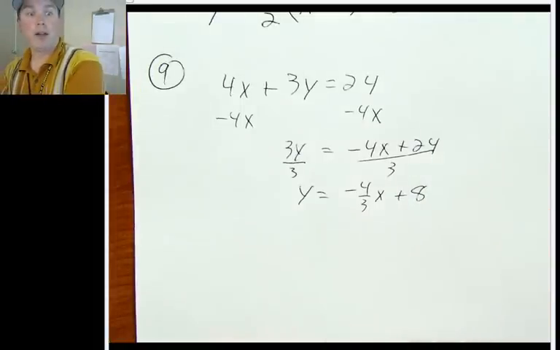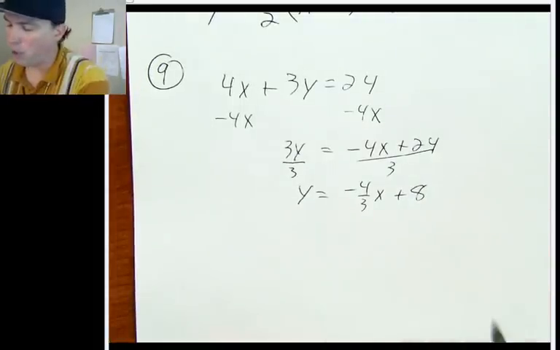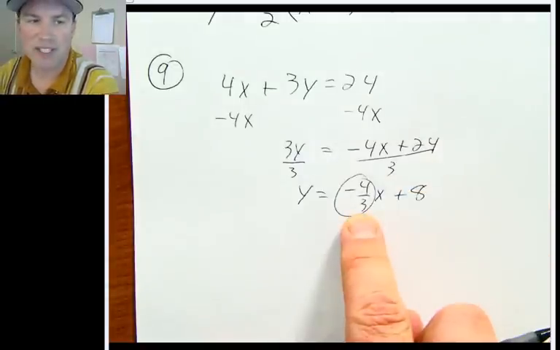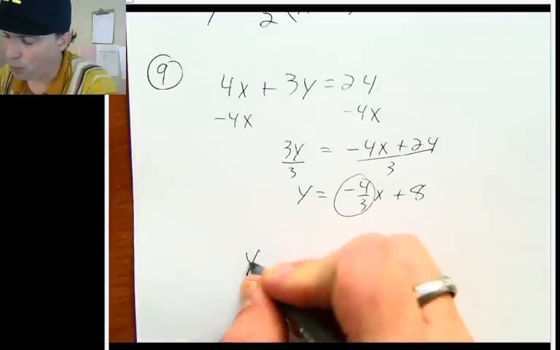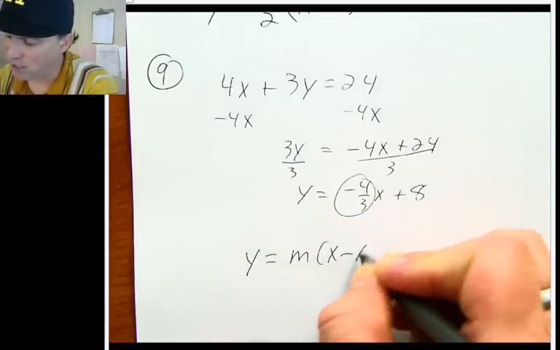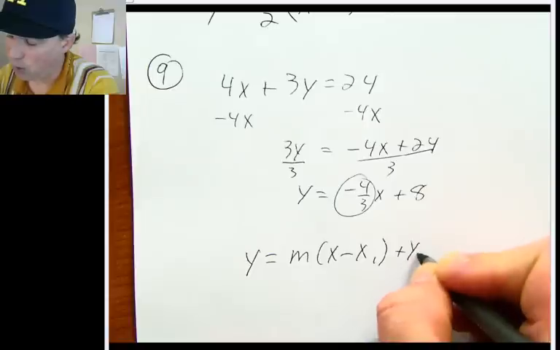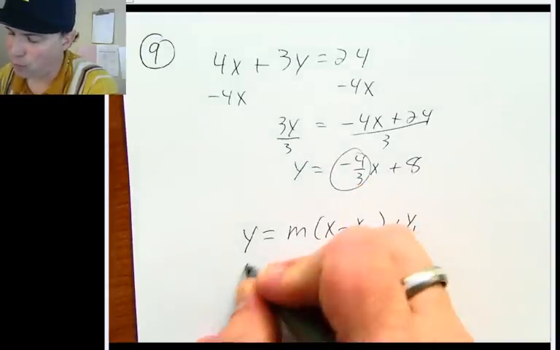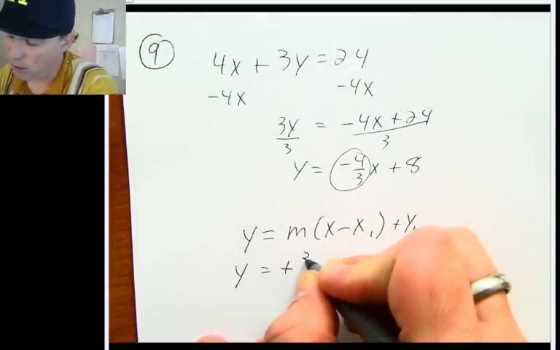Now, perpendicular. We talked yesterday that perpendicular means negative reciprocals. So if the slope of the first line is negative 4 over 3, in my answer, using the same m, x minus x1 plus y1, the negative reciprocal of negative 4 over 3 is positive 3 over 4.